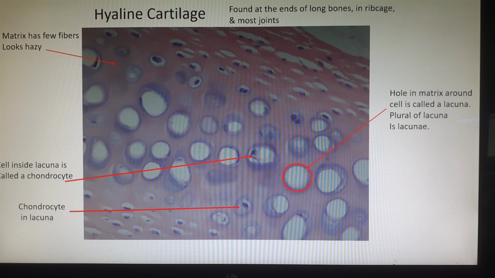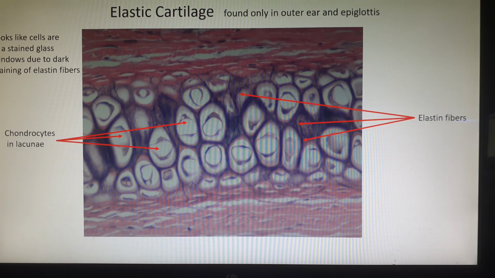Okay. Our second kind of cartilage is called elastic cartilage, and we put a lot of elastin fibers in this cartilage. Now, elastin fibers take the stain, when we make a microscope slide, very strongly. And so all of these dark purplish black little webbing looking lines are the elastin fibers, and they're very concentrated around the edges of the lacunae. So my tip for knowing which cartilage picture is for elastic cartilage is the one that looks like the cells are in the middle of a stained glass window.